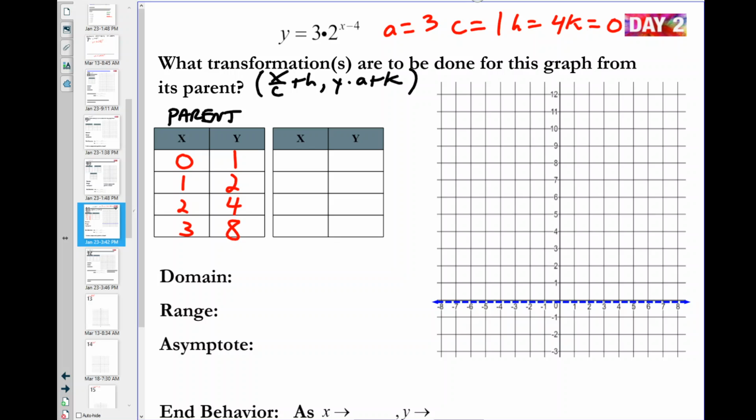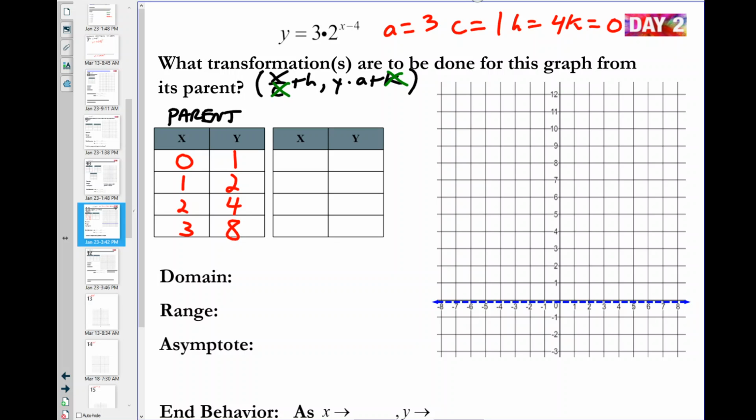But since c is 1 and since k is 0, I can ignore those in this case. Anytime h or k is 0, you can ignore it. Anytime a or c is 1, you can ignore it. So what's the only thing I have to do to all the x's here? Add h, which is 4. What do I have to do to all the y's that I have here? Excuse me? Multiply by a, which is 3.